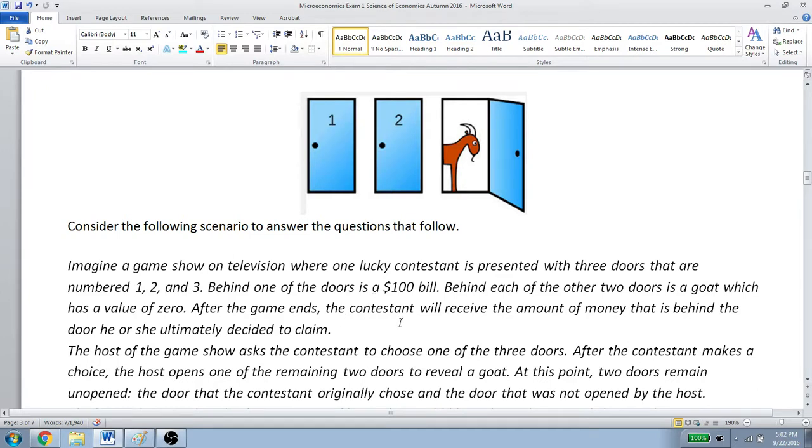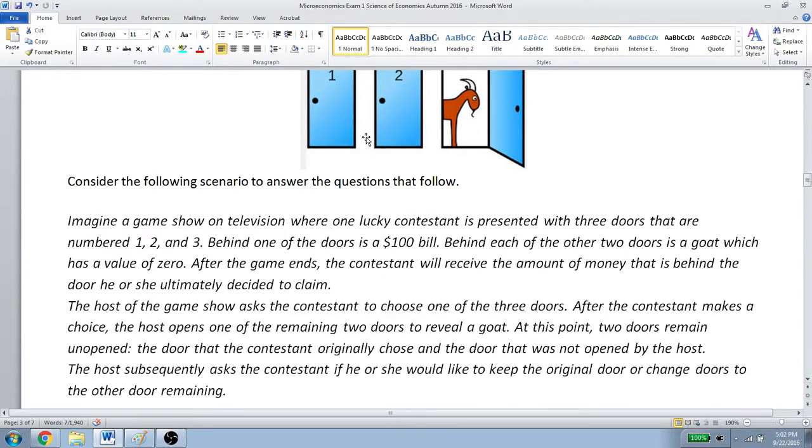The host of the game show asks the contestant to choose one of the 3 doors. After the contestant makes a choice, the host opens one of the remaining 2 doors to reveal a goat. At this point, 2 doors remain unopened: the door that the contestant originally chose and the door that was not opened by the host. The host subsequently asks the contestant if he or she would like to keep the original door or change doors to the other door remaining.